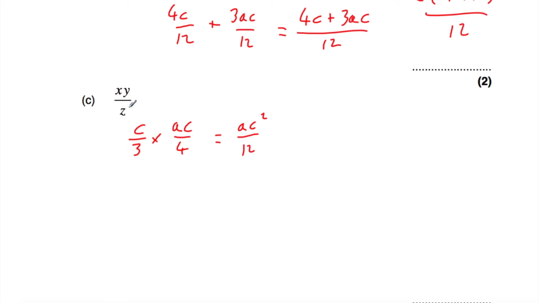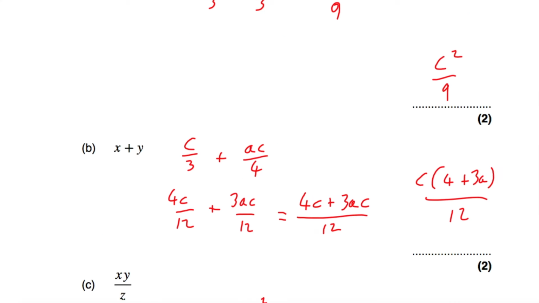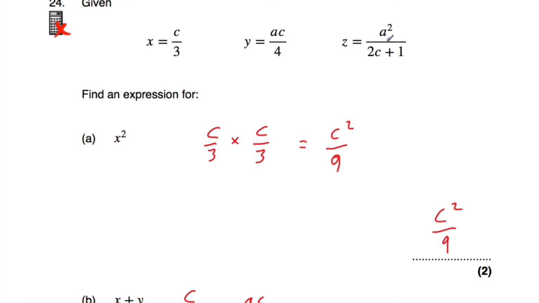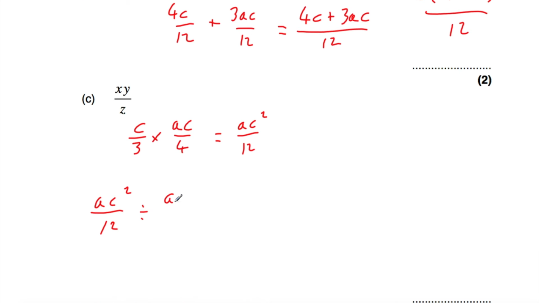Now we need to divide that by whatever z is. So we're going to take this xy, ac squared over 12, and divide that by whatever z is. If we go up, z is a squared over 2c plus 1.